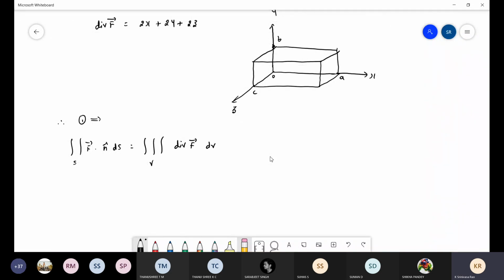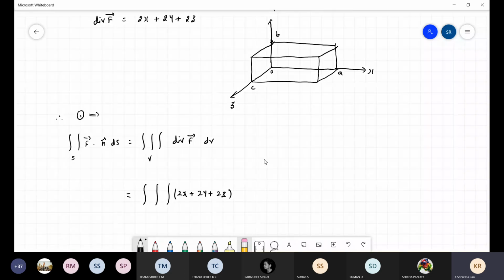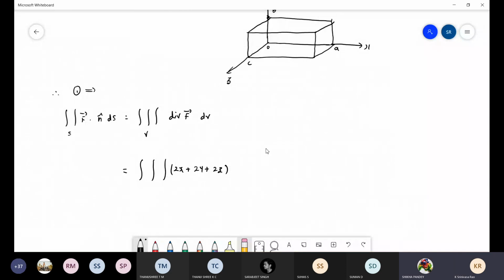Yes, this is equal to the triple integration of div F, which is 2x plus 2y plus 2z, dV. What will you write for dV here? Anyone? dx dy dz. dx dy dz, is it right? So we will write it like this: dz, dy and dx. Always we will write in a reverse way.